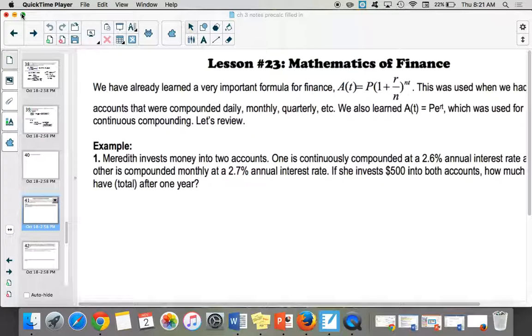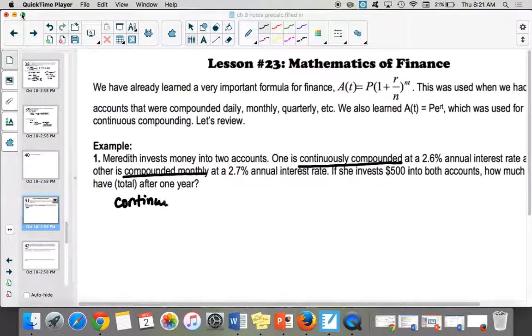So there's actually two different equations that we're going to be using today. But really quickly, let's review the ones that we do know. It says Meredith invests money into two accounts. One is continuously compounded, which we don't ever see with financial math, at a 2.6% annual interest rate. And the other is compounded monthly at a 2.7% annual interest rate. It says if she invests $500 into both accounts, how much will she have in total after 1 year? Okay, so we're going to set this up. We're going to talk about the continuous, and we're going to talk about monthly.